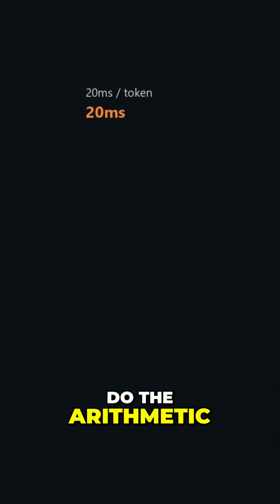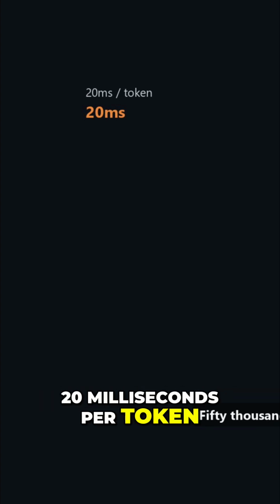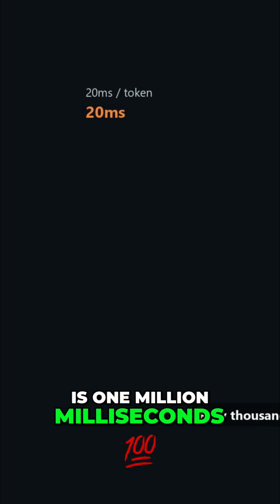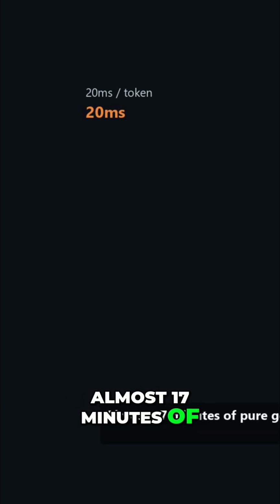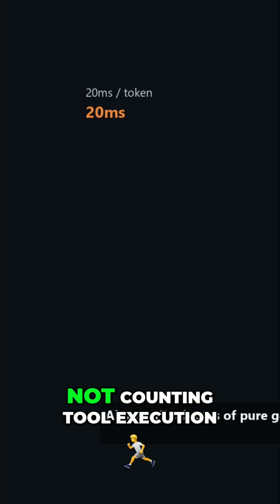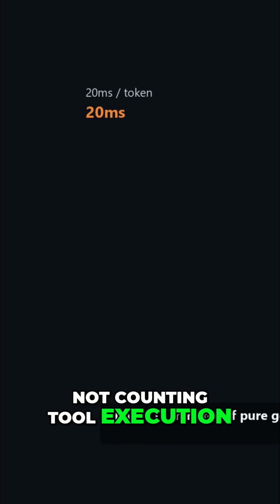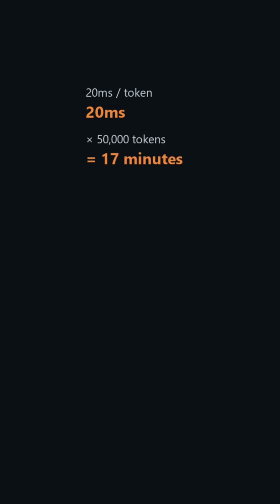Do the arithmetic. 50,000 tokens at 20 milliseconds per token is 1 million milliseconds. 1,000 seconds. Almost 17 minutes of pure generation time, not counting prefill, not counting tool execution, not counting network latency or API calls.